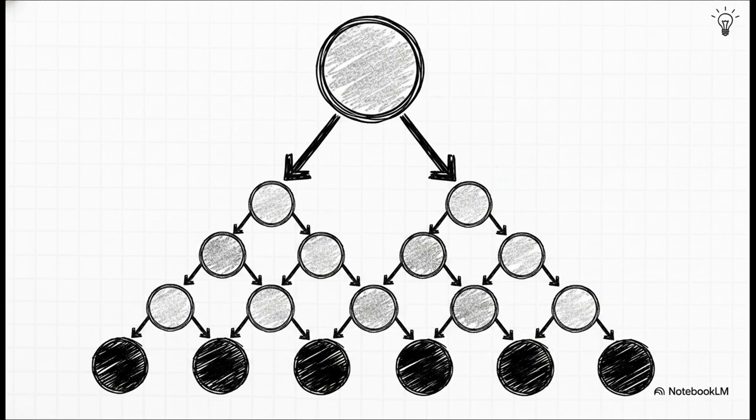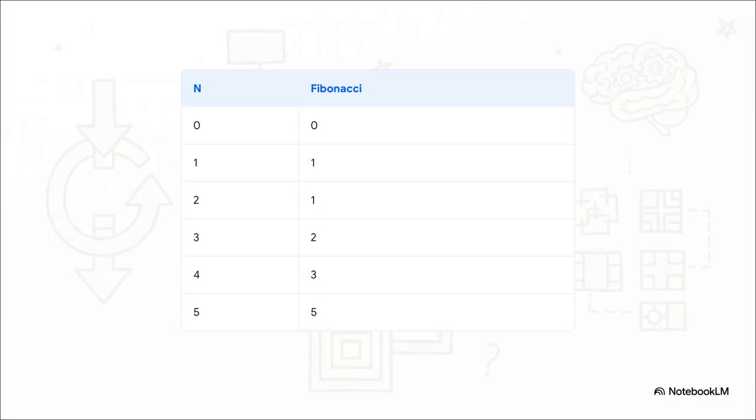When we call fib of n, the recursive tree physically branches out in two different directions at the exact same time, fib of n-1 and fib of n-2. As we generate the sequence, 0, 1, 1, 2, 3, 5, 8, try to imagine that branching tree of function calls. Because the branches overlap, we're actually forced to recalculate the exact same subproblems over and over again.